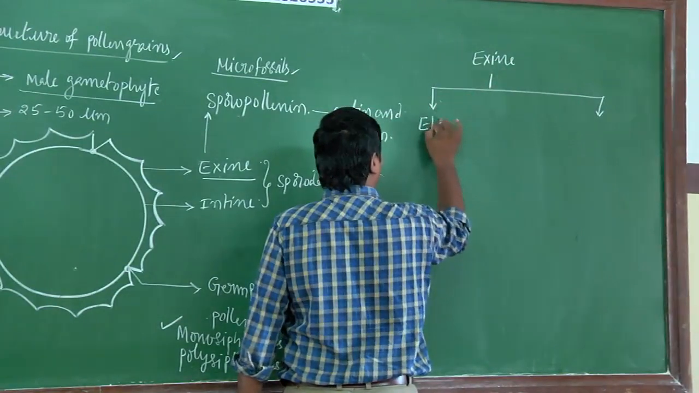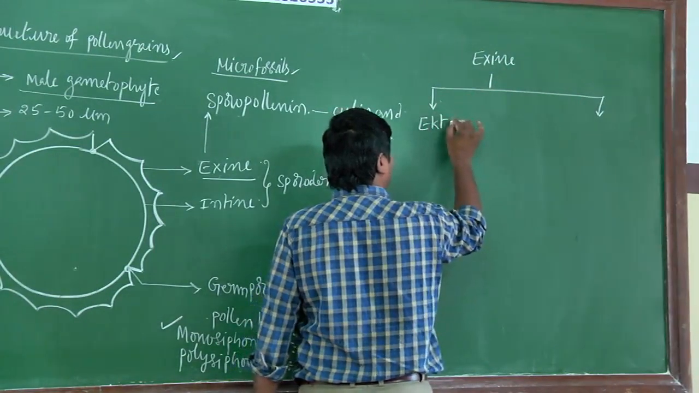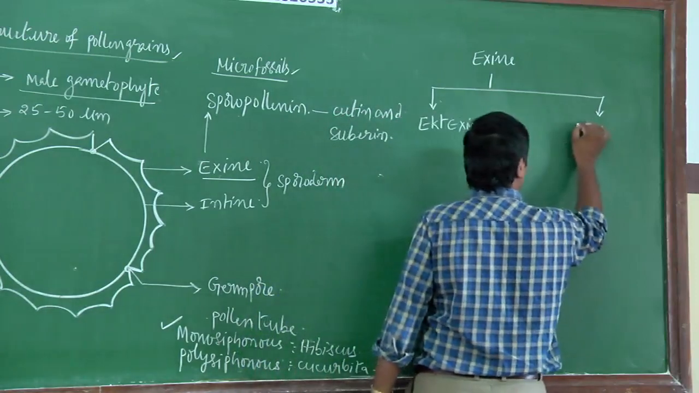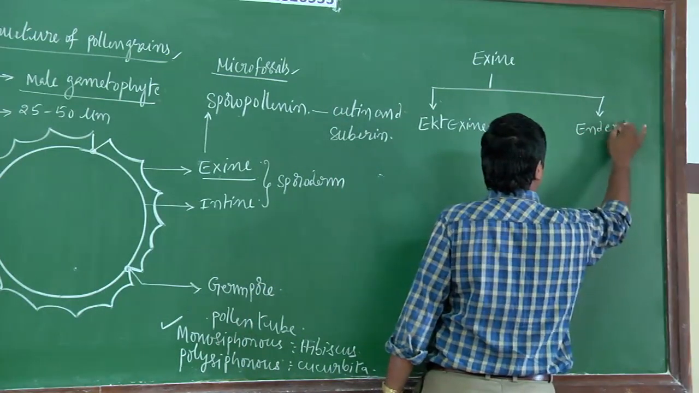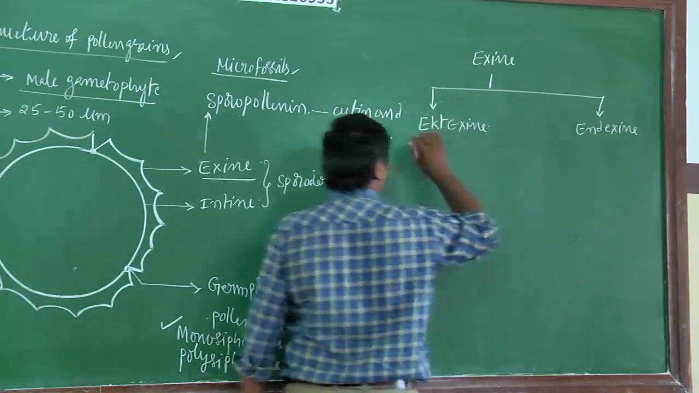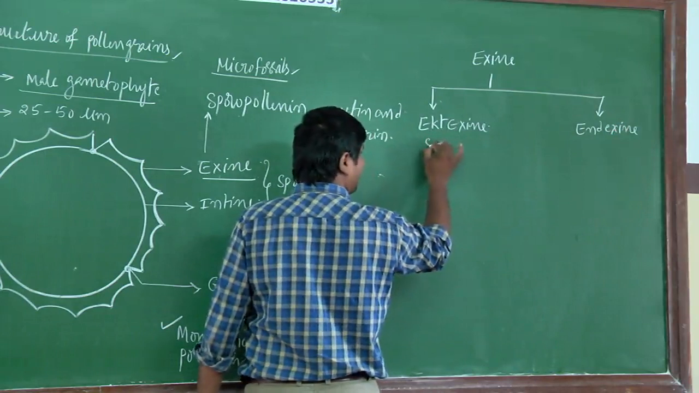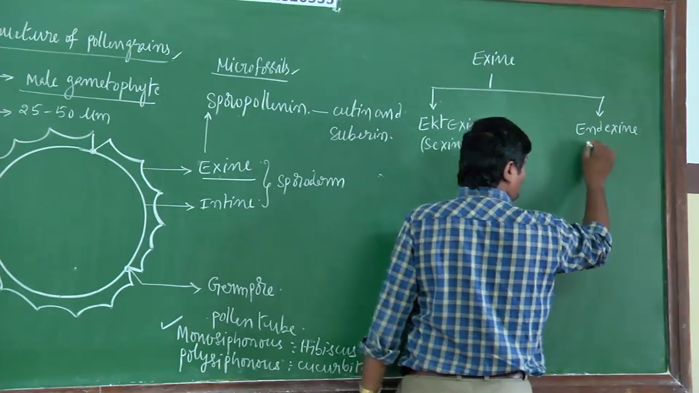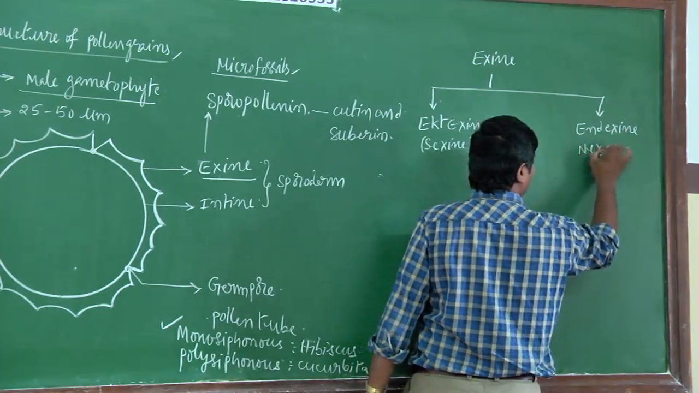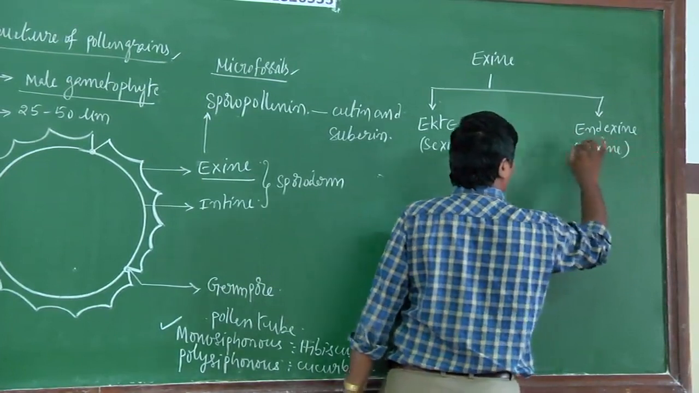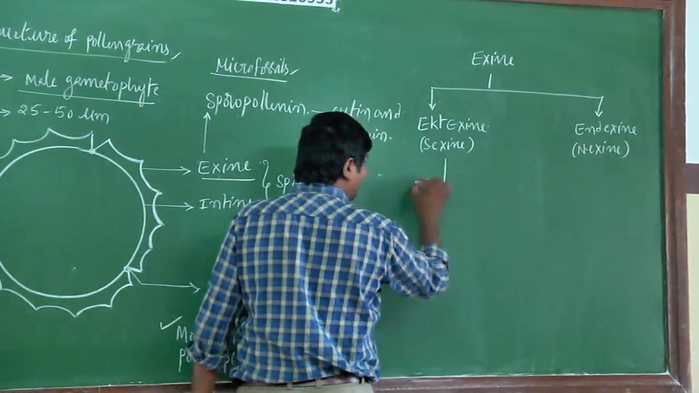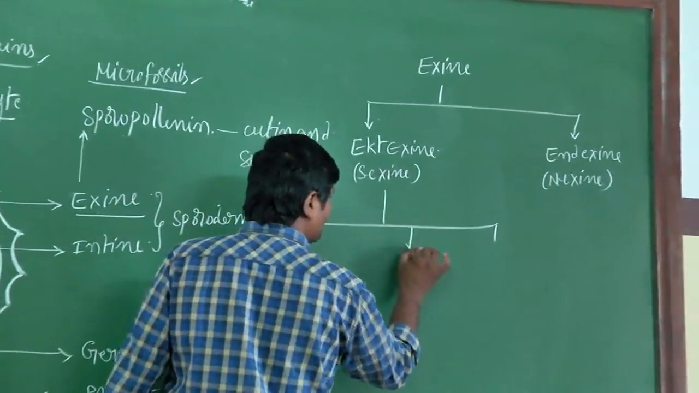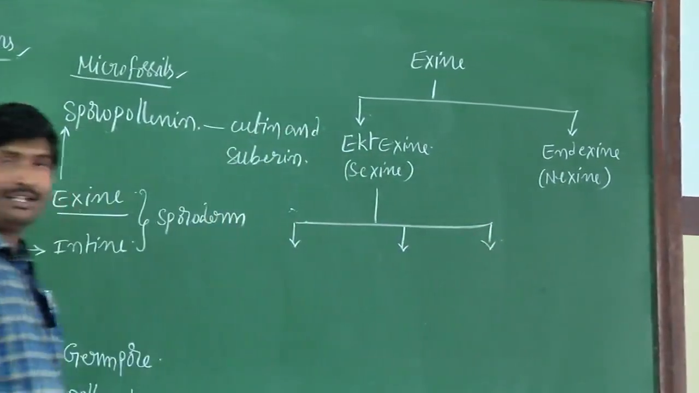One is ectexine and the other is endexine. Ectexine is also known as the sexine, and endexine is also known as the nexine. And further, the sexine is divided into three layers. Total three layers are there.